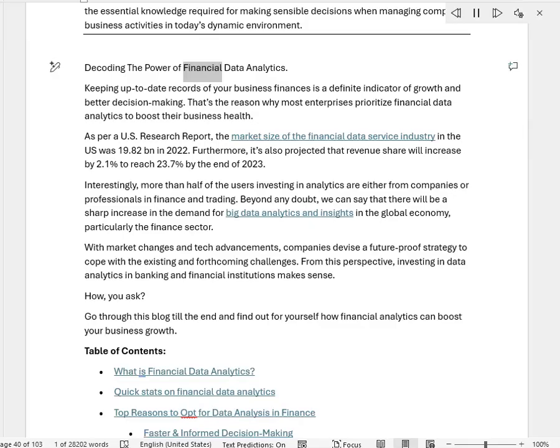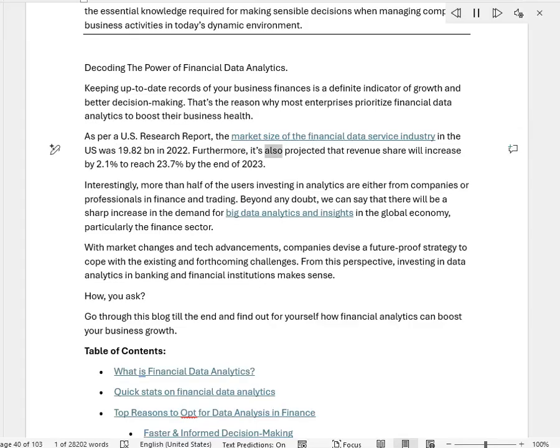Decoding the power of financial data analytics. Keeping up-to-date records of your business finances is a definite indicator of growth and better decision-making. That's the reason why most enterprises prioritize financial data analytics to boost their business health. As per a U.S. research report, the market size of the financial data service industry in the U.S. was $19.82 billion in 2022.